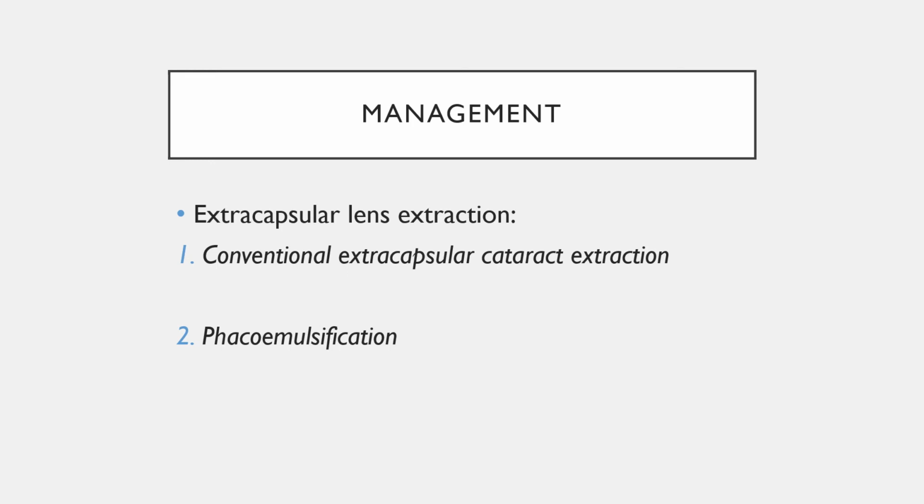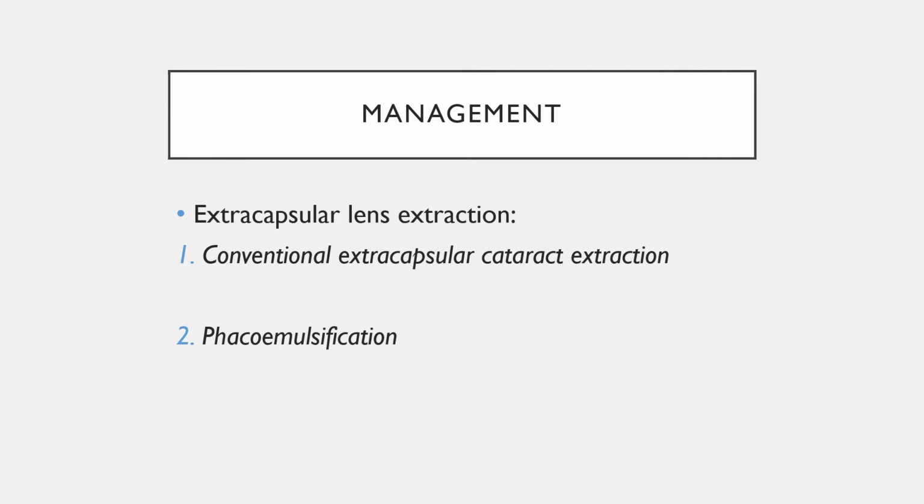The type of surgical intervention that's used is extracapsular lens extraction. There are two here that I've listed, but we'll start with number 2, phacoemulsification. This is by far the most commonly used surgical intervention for cataracts. It's a very nice surgery. Actually, I'd recommend you go to a theatre and ask to see a cataract because it's really impressive.